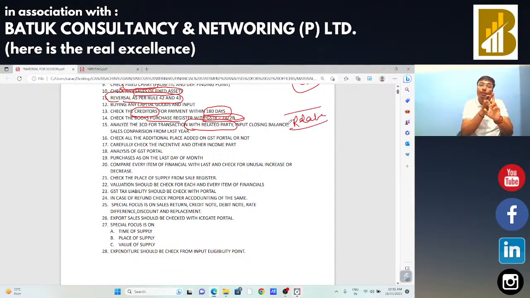Okay, you need to check the valuation and you need to check the fake invoicing. These two points are very much relevant from related party transactions.